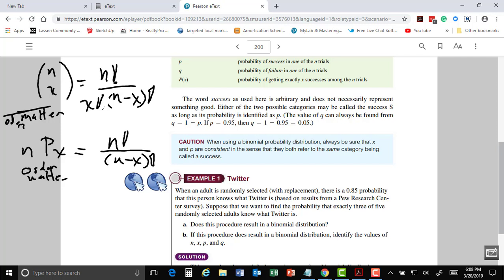Now I'm going to ask you, if I have the combination, what is this one called? I'll tell you, it's called the combination rule, so maybe that'll remind you. That's n combine x. So on this problem, they're asking, how many ways can I take five people and choose three where order matters not? Out of five people, how many people know about Twitter, let's say?